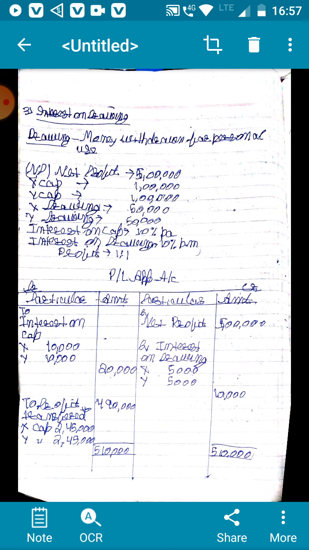Now come to the debit side. Write the interest on capital. One lakh capital of X has a 10% interest, 10,000, the same as in Y's case. So interest on capital is 10,000 plus 10,000, 20,000. Now it will be transferred to X capital account and Y capital account.